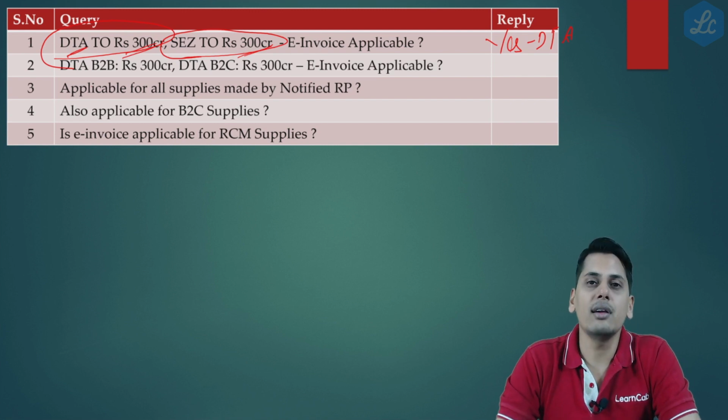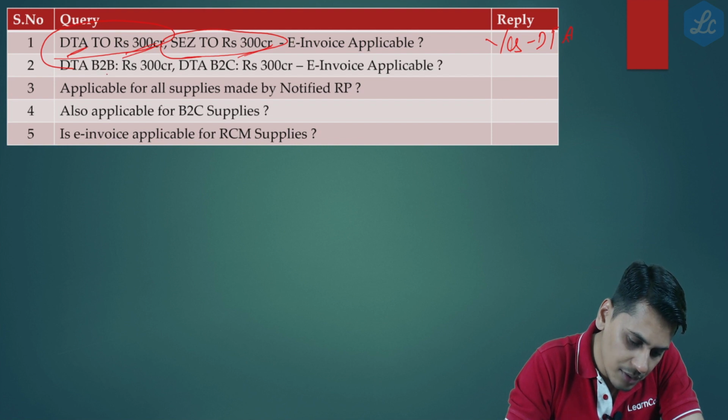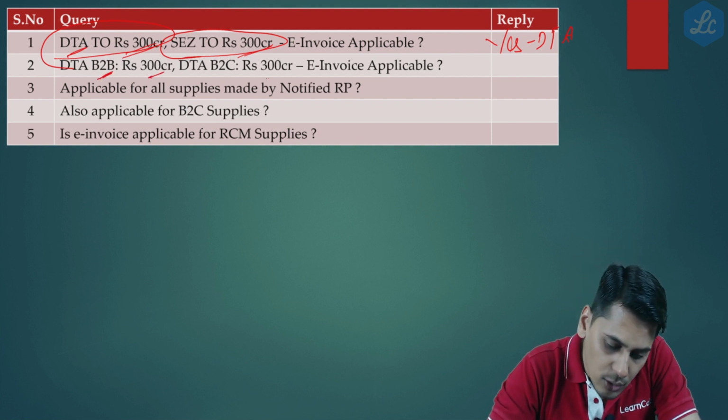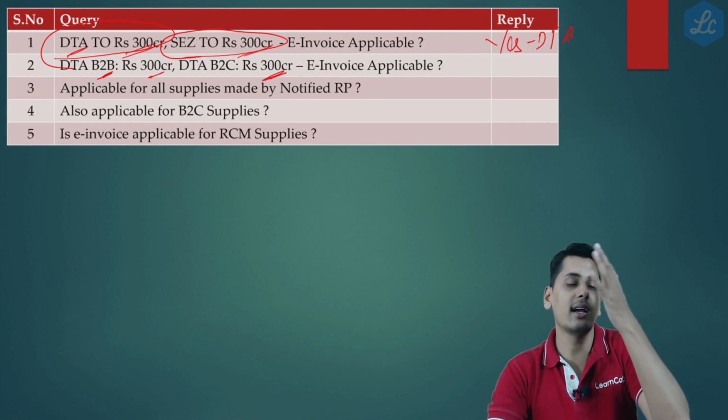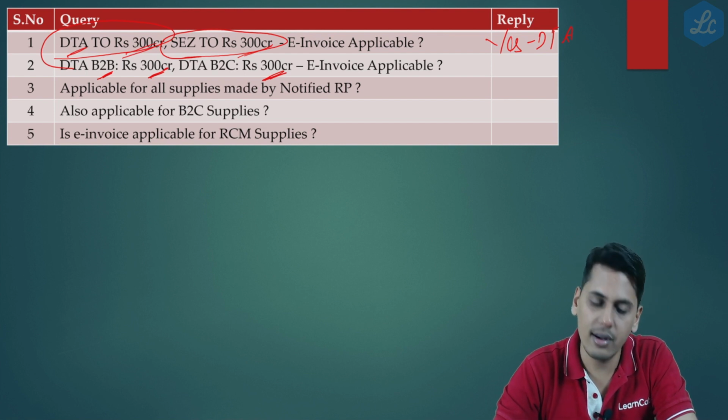Example number 2. There's a person who's having a unit in domestic tariff area. Now that domestic tariff area unit, its B2B supplies turnover is 300 crores. B2C supplies turnover is again 300 crores. I repeat, B2B supplies turnover is 300 crores.